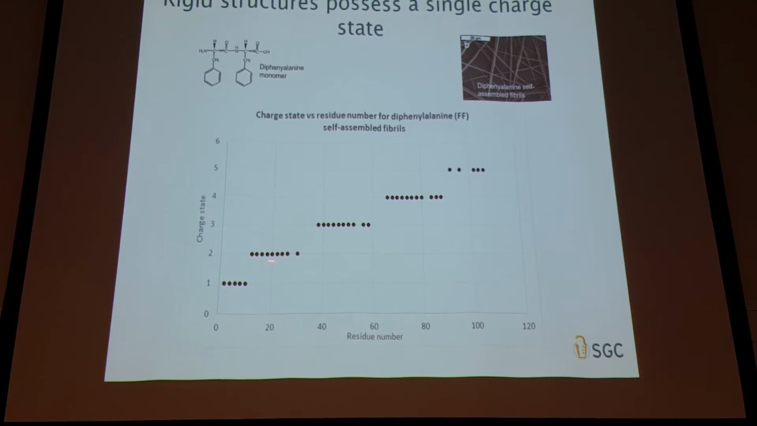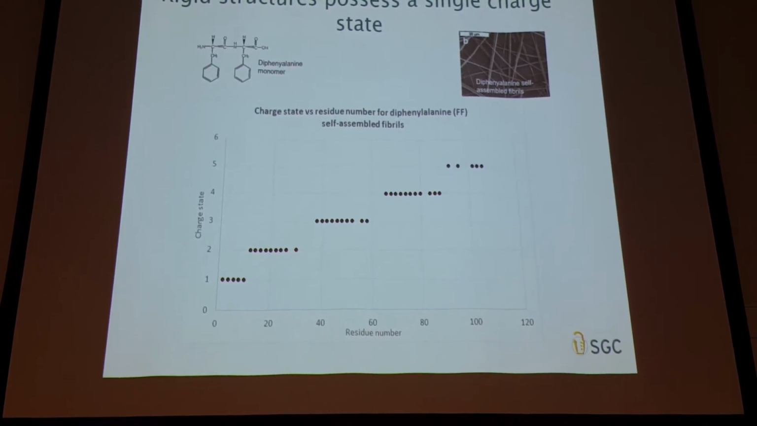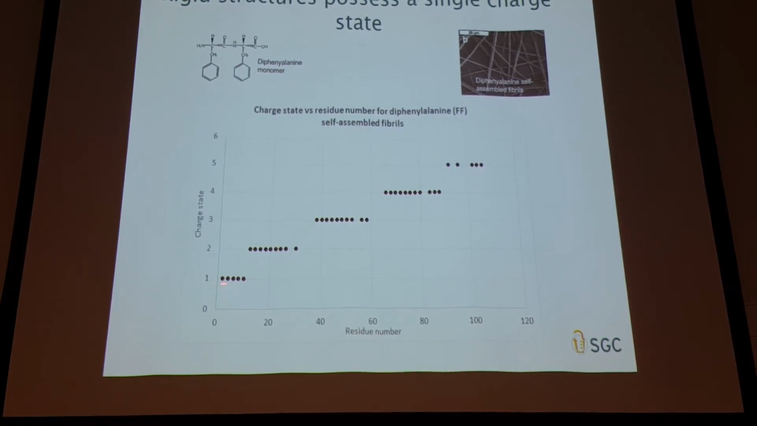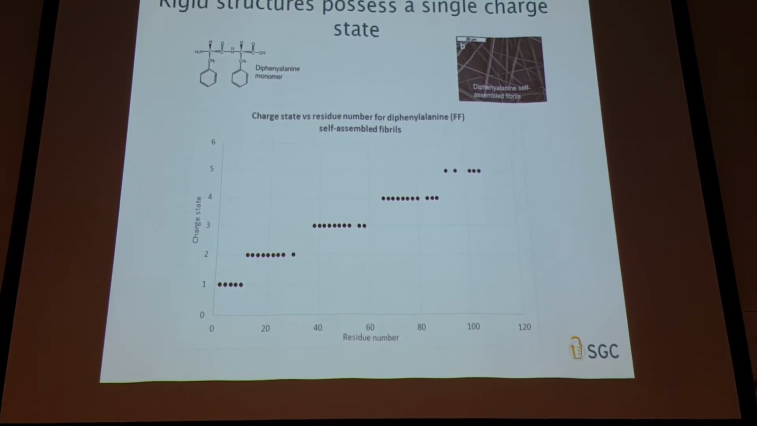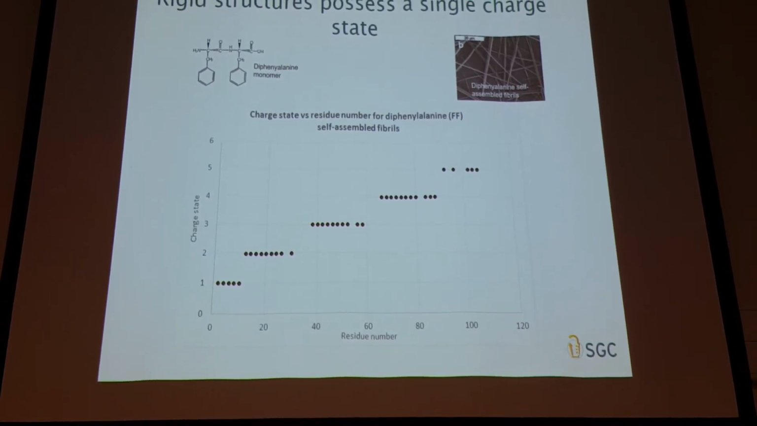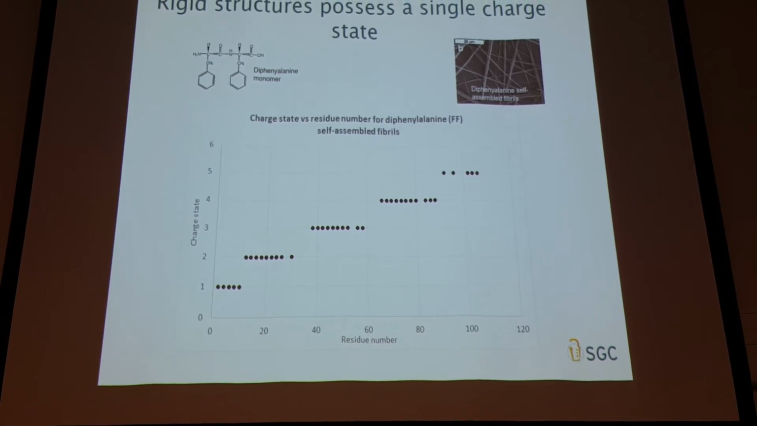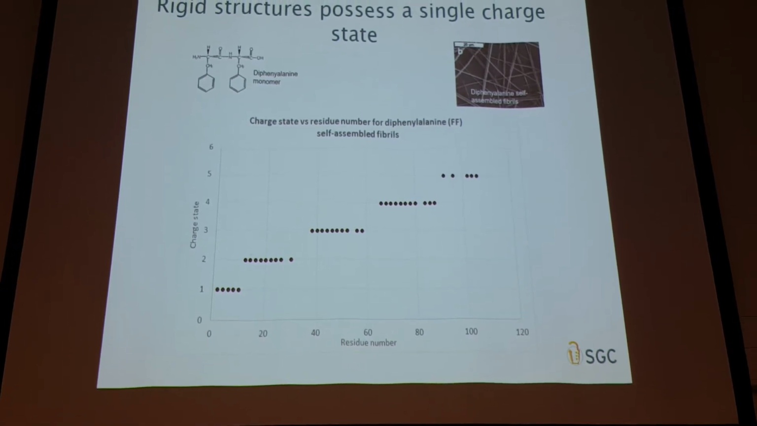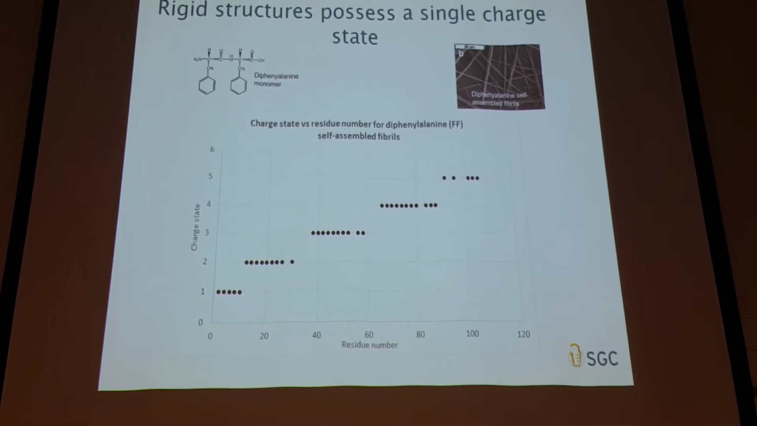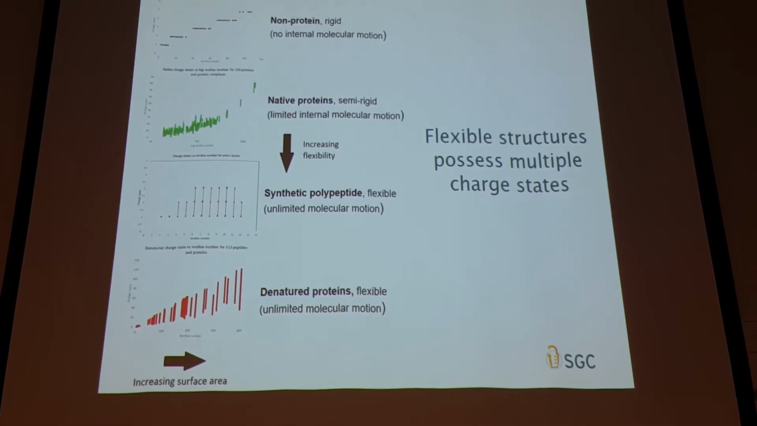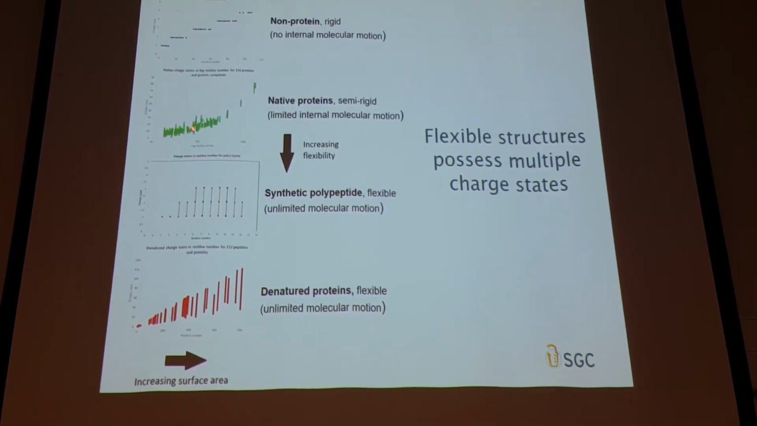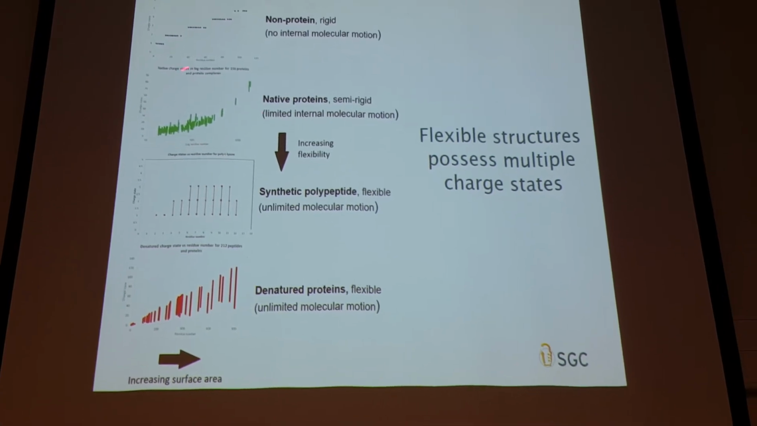All of these also have one charge state, +2, +3, +4, +5. So the charge is increasing as we increase the molecular size, but the number of charge states is 1 for all of them. You will never see a protein that looks like that. Every protein anybody has ever measured has multiple charge states. This is non-protein.